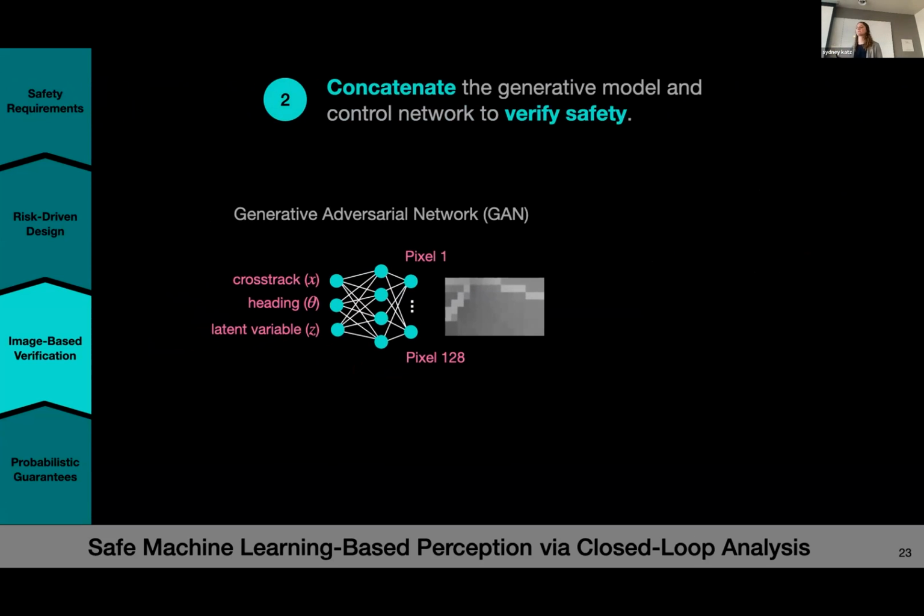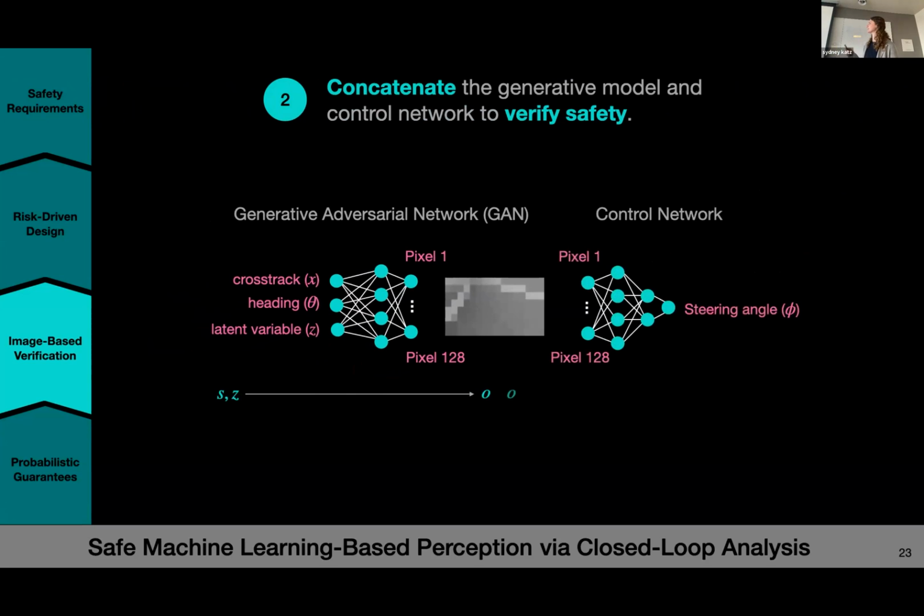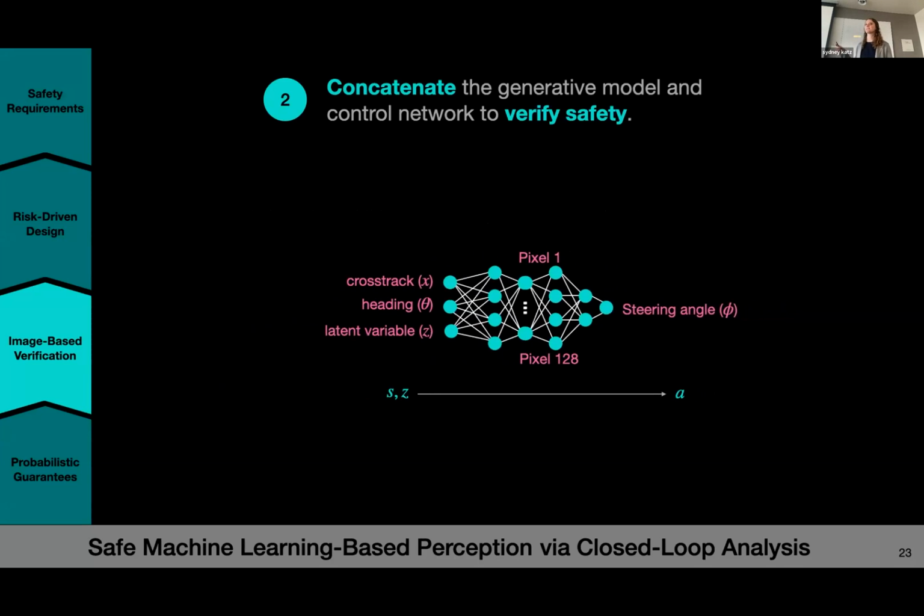So once we have this generative model, we can move on to what's arguably the most important step in this analysis, which is to concatenate it with our control network to verify safety. As a reminder, we have this generative model that maps from states and latent variables to image observations. We also have this image-based neural network controller that we want to verify, which maps from image observations to control actions. Noting that the output of this generative model is the same as the input to our control network, we can just concatenate these two networks to obtain a single network that maps from a low-dimensional, well-defined set of states and latent variables to control actions.